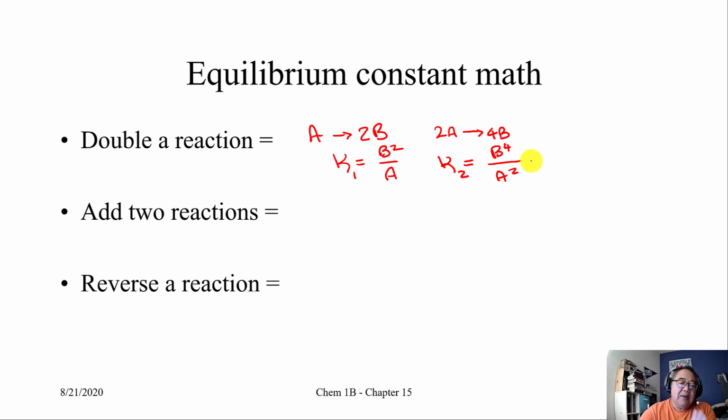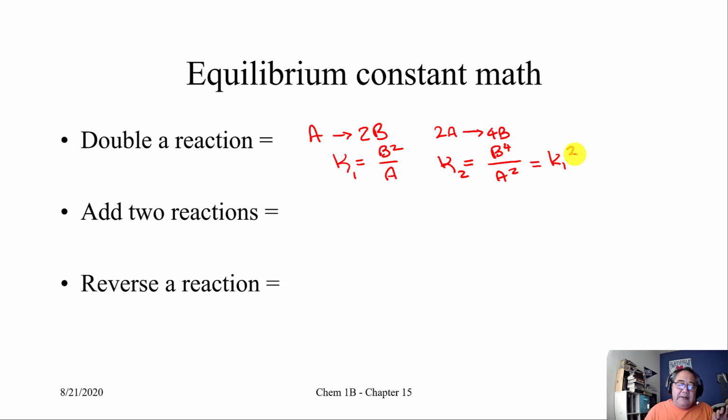Well, if you double a reaction or multiply it by a value, for example, in this case it's double a reaction, what ends up happening is that's actually equal to K1, the original equilibrium constant squared. Basically, you're doubling all the coefficients, so that's the effect of squaring the equilibrium constant.